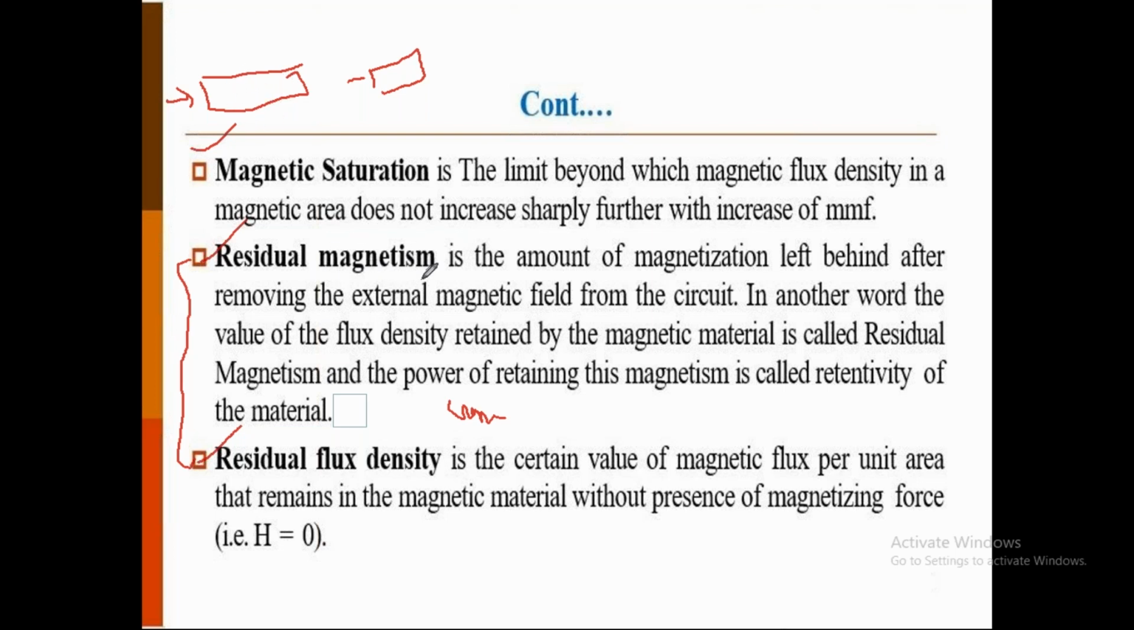Okay? So residual magnetism is nothing but the availability of a magnetic field in the absence of external energy. That is called residual magnetism. Okay, now see here, the residual magnetism is the amount of magnetization left behind after removing the external magnetic field.